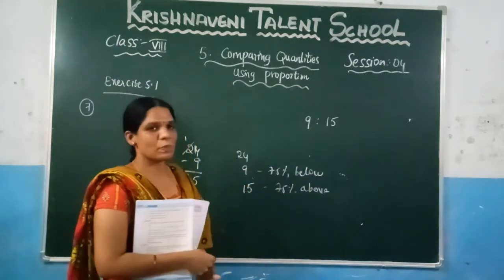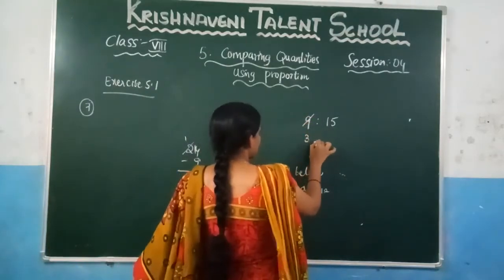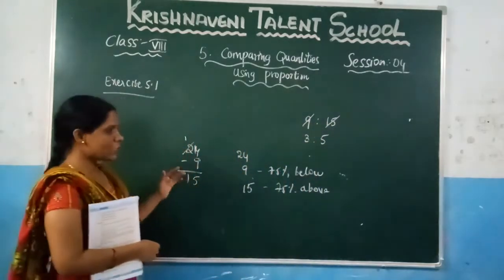After that you have to simplify this one. You know that in the table of 3, both these values will get cancelled. 3 3s are 9 and 3 5s are 15. So this is the ratio. Like this you need to find.